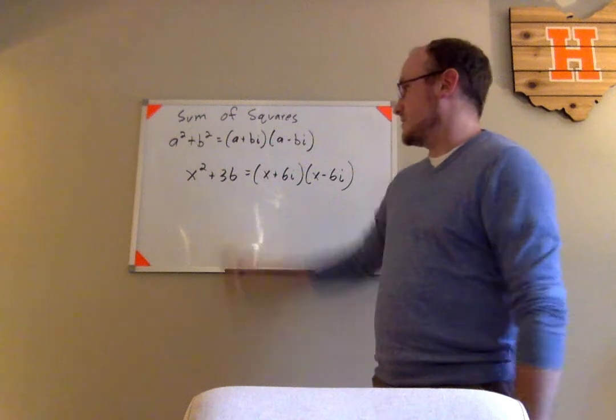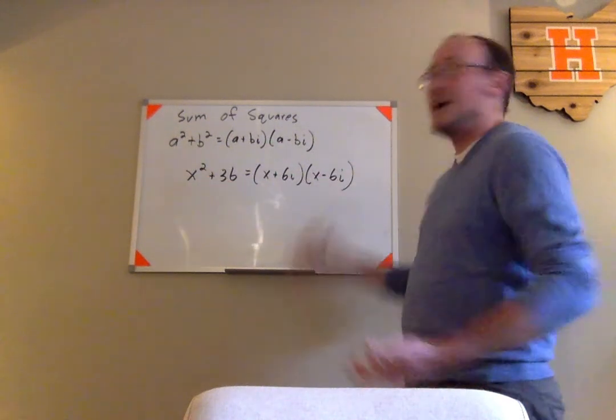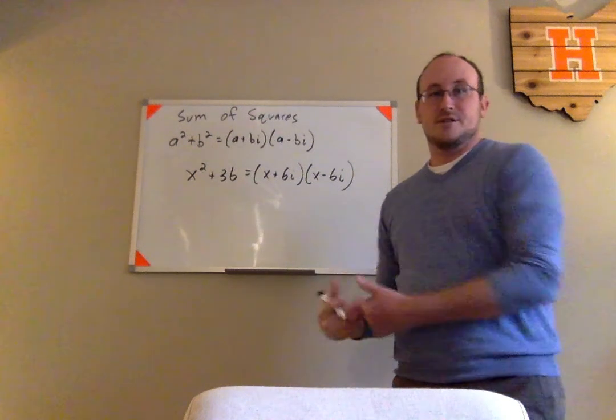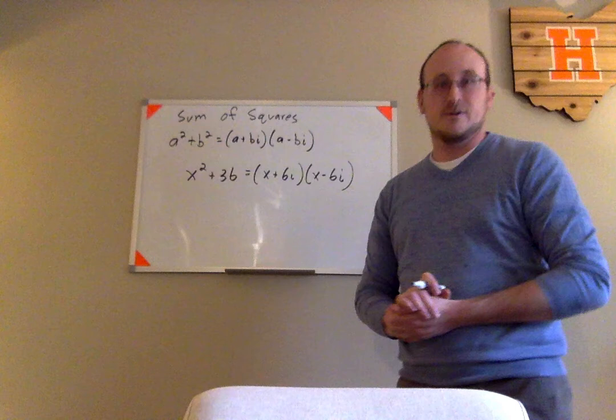If that had been a difference of squares, if that had said x squared minus 36, it would look just the same as this, except the i's wouldn't be there. So it's just a slight little twist for factoring the sum of squares from what you've already learned about factoring differences of squares earlier on.